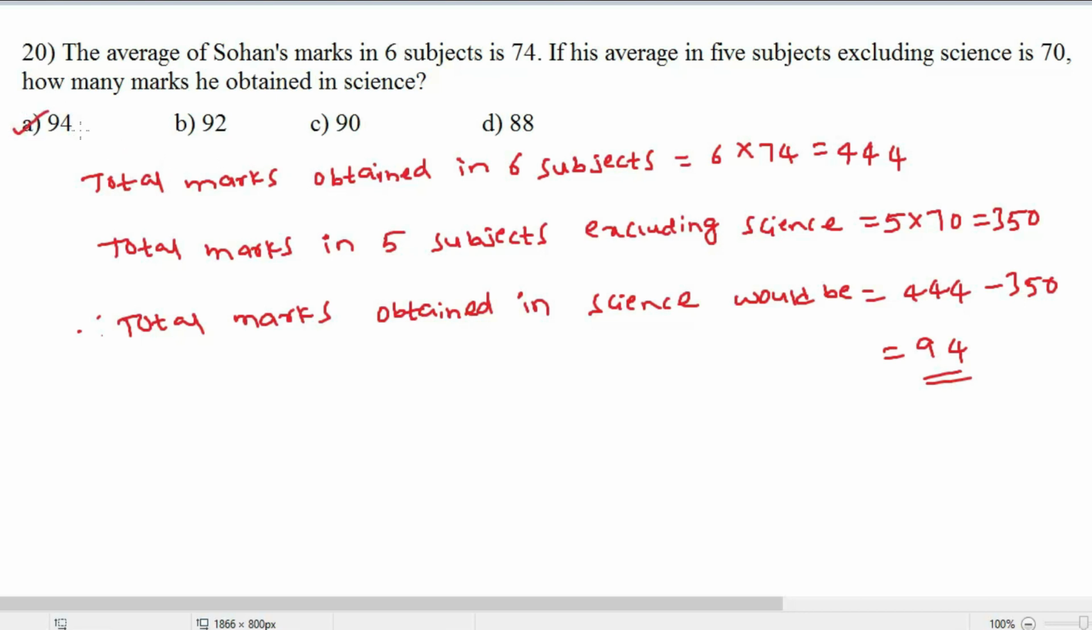Average of Sohan marks in 6 subjects is 74. So his total marks obtained in 6 subjects, 6 into 74, 444. His average in 5 subjects excluding science is 70. So total marks in 5 subjects excluding science equal to 5 into 70, 350. How many marks he obtained in science? Total marks obtained in science would be 444 minus 350 equal to 94.